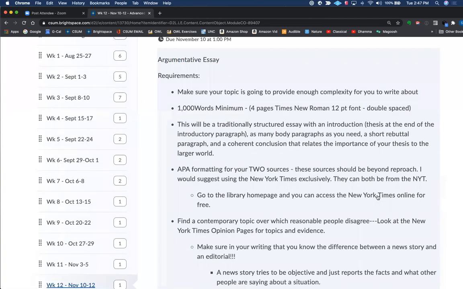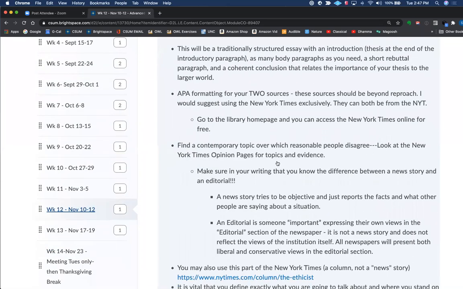This is the stuff we talked about a couple weeks ago when I gave you the organization information, how to organize your thoughts. Since you've all been using APA format, probably for all your other classes, we're going to stick with that. And that's basically it. Find a contemporary topic over which reasonable people disagree.